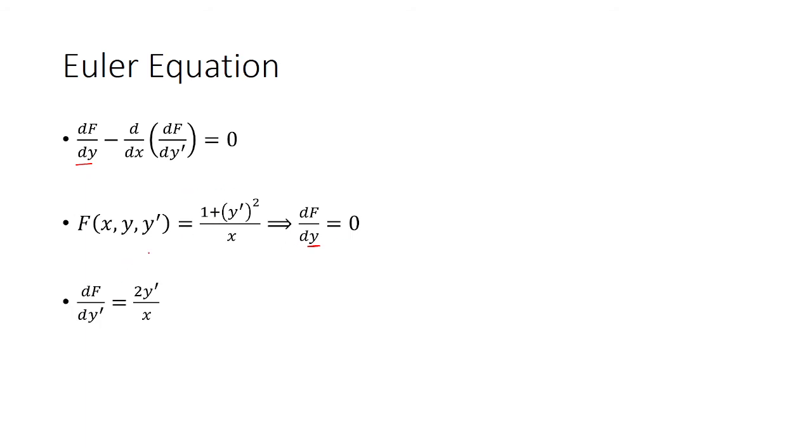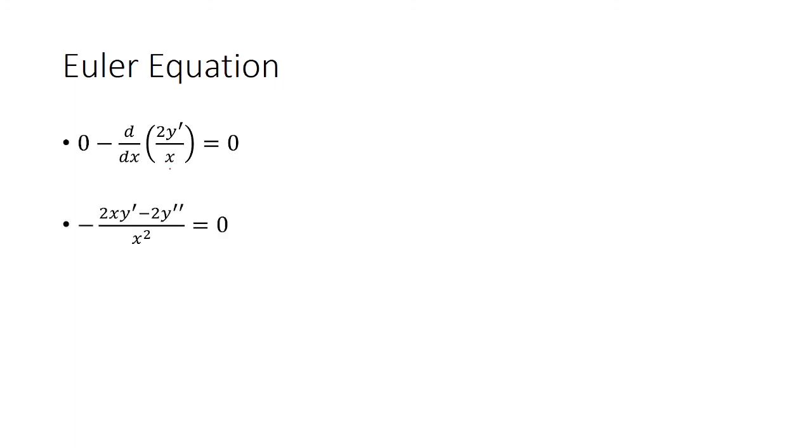And then we're just taking the derivative with respect to y prime now. Well, x is just a constant, and then you just bring down the exponent, so you have 2y prime, and the derivative of 1 is 0. So now we're going to take 0 and plug it in for df over dy, and take df over dy prime, which is 2y prime over x, and plug that in here. And that's what you get on the bottom. So you take the derivative, and you get (2x y prime minus 2y double prime) over x squared equals 0.